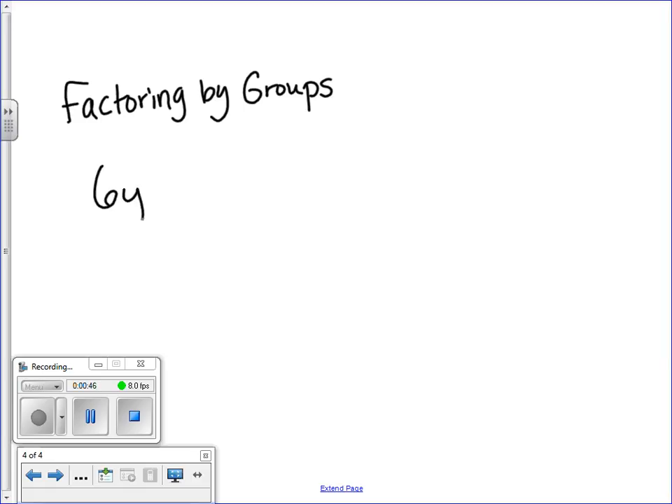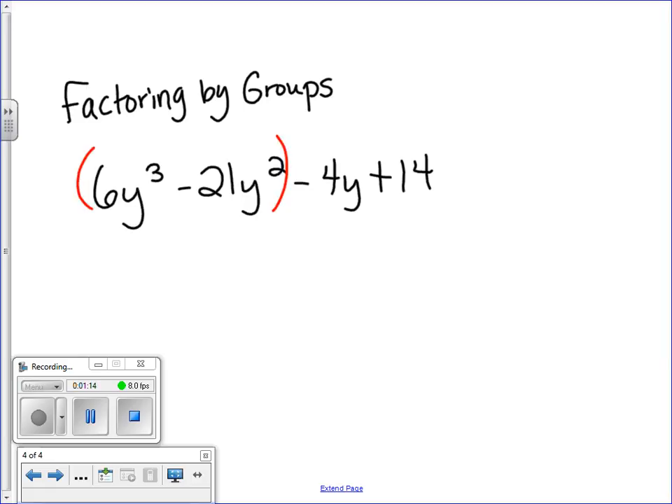So we've got 6y cubed minus 21y squared minus 4y plus 14. So I have 4 terms there. That's not a trinomial. I can't do my x factor because I have 4 terms, but I can factor by grouping. I can put my first set, separate my second set. I can factor those 2 groups together.